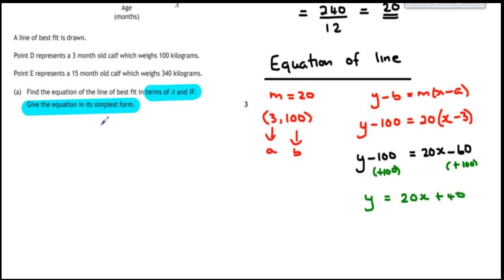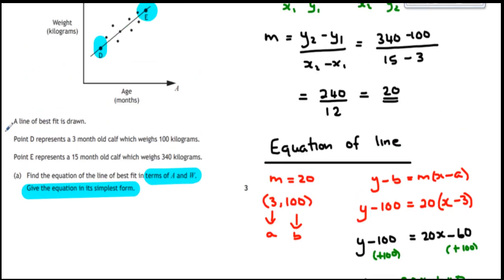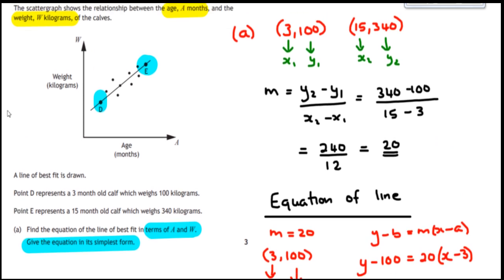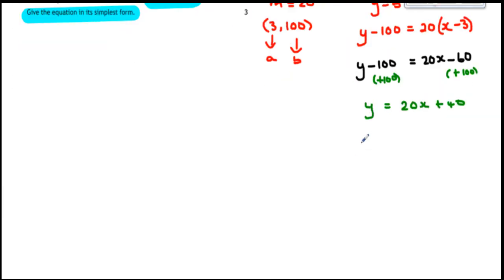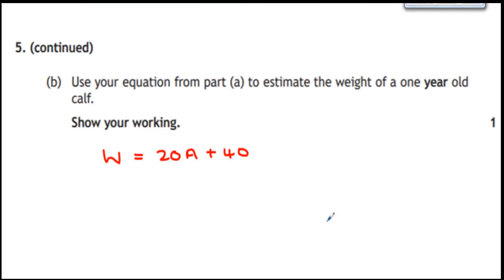Now go back, read the question. It's in its simplest form, but I have got to write in terms of A and W. So if I look up, the y-axis has the W, so y is W, so W is equal to 20A plus 40. Now again, you will get one full mark for changing x's and y's to W and A. Please don't forget to do it. Always finish by going back to read the question.